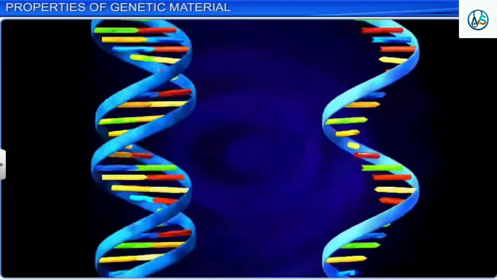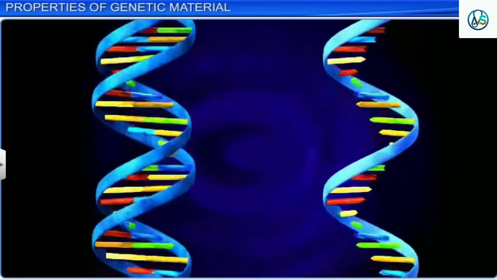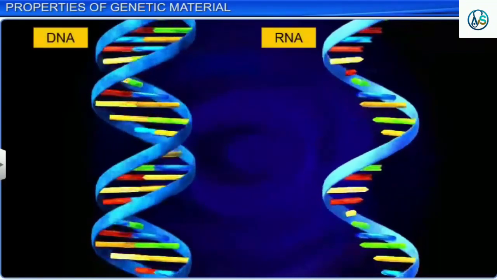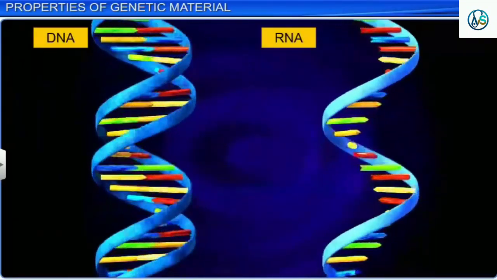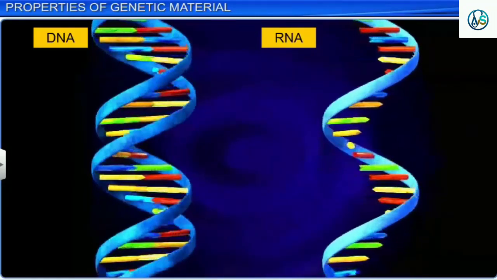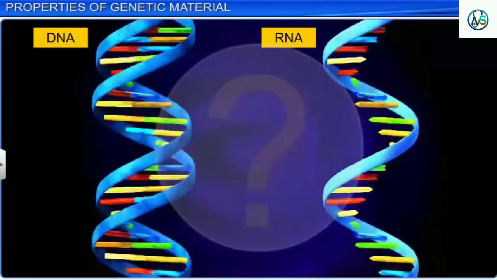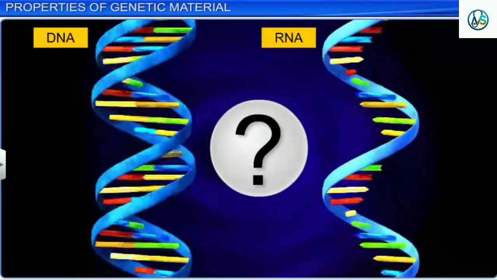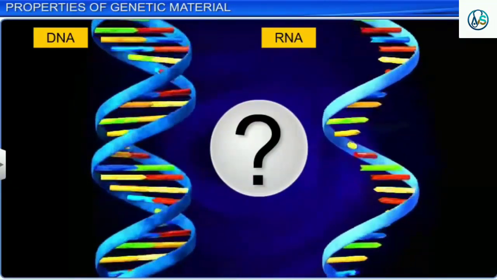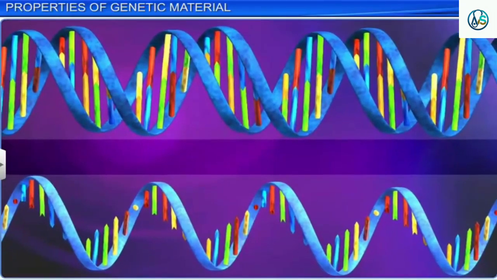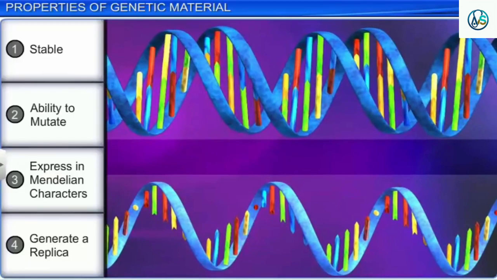A series of experiments conducted by scientists and biochemical experts proved that both RNA and DNA served as genetic material. However, the question that arose was, what exactly made both DNA and RNA suitable genetic materials? The answer lies in the fact that for a molecule to be a genetic material, it must fulfill 4 simple conditions.